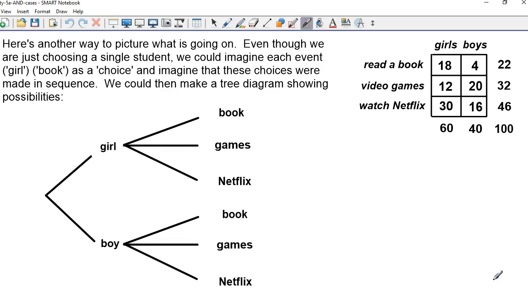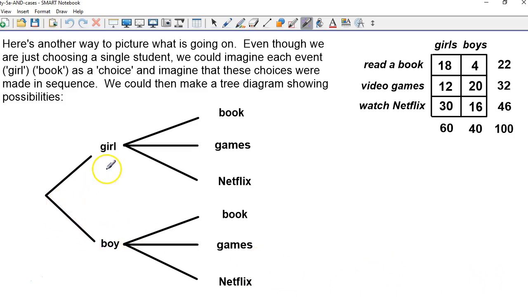Okay. Here's another way to picture what's going on. The reason why I want to explain this is because this is actually the way I remember the formulas involved. Even though we're really just choosing a single student, we can imagine that the event, girl and book, each of those things, we can think of as a separate choice. And imagine that we were making those choices in sequence, one after the other. So let's say, for example, we chose the gender, and then we chose the type of entertainment, right? We could make a tree diagram that shows the probabilities here, right?